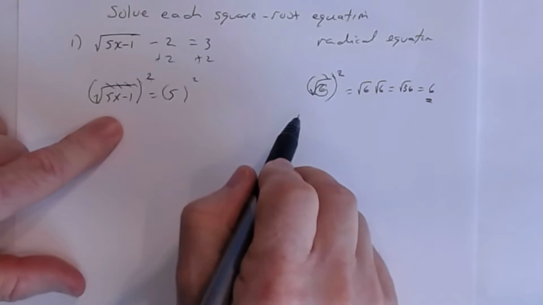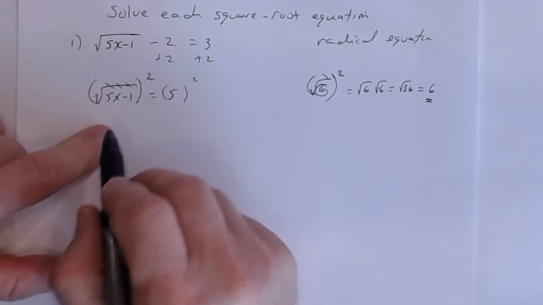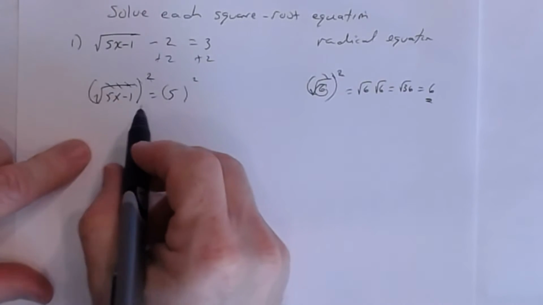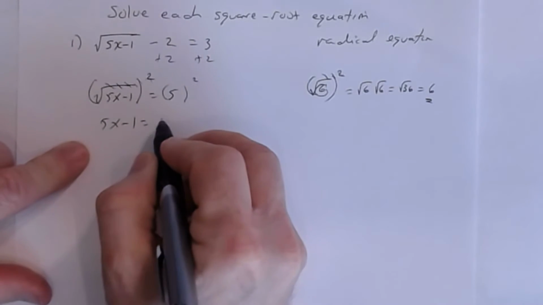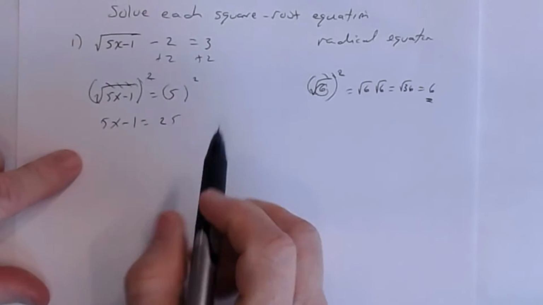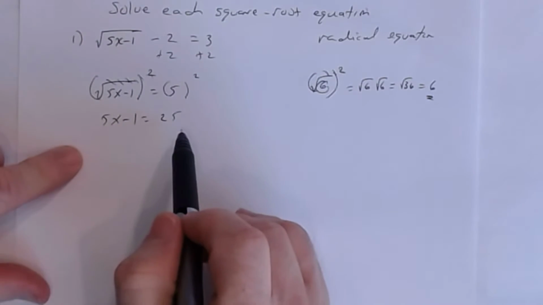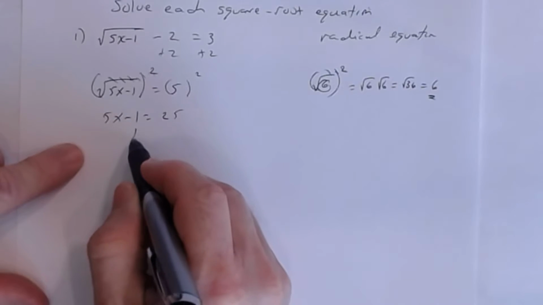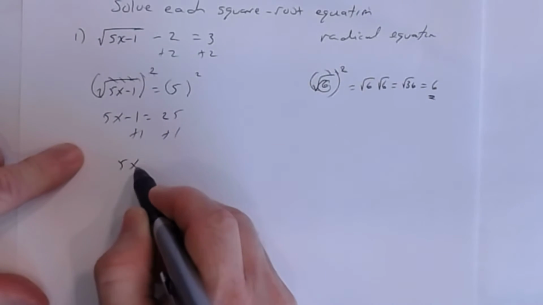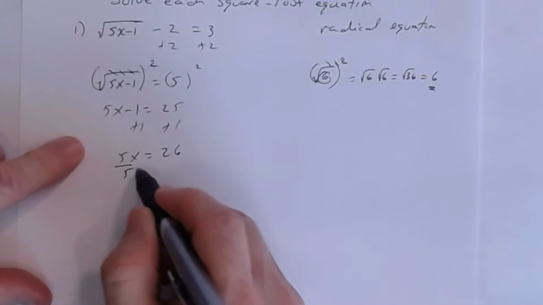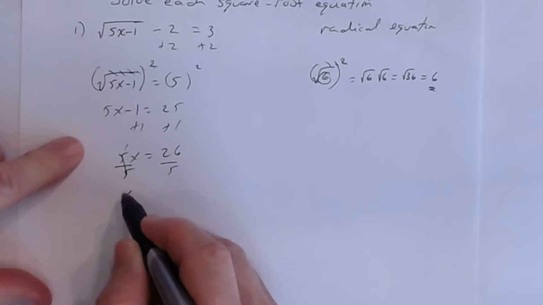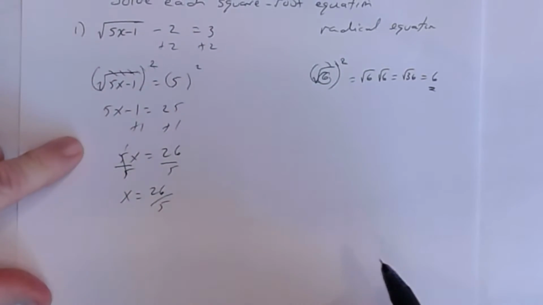That same idea applies when you have a variable expression. So now what you have is this. You have 5x minus 1 equals, and then 5 squared is 25. So now I went from a square root equation to a linear equation. And so I'm going to add 1 to both sides. So I get 5x equals 26. And then you divide both sides by 5. And so you get x to be 26 fifths.